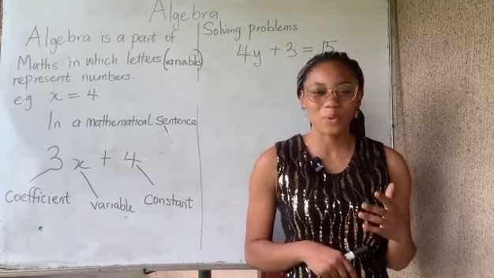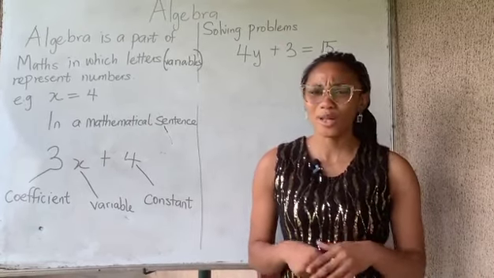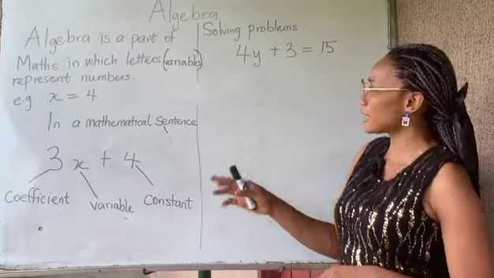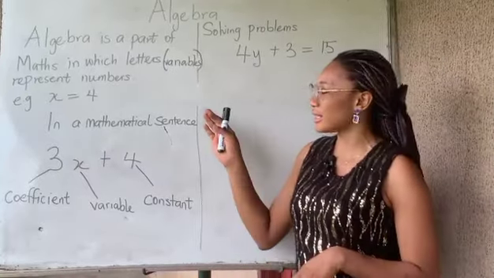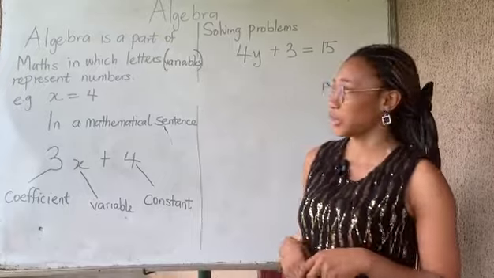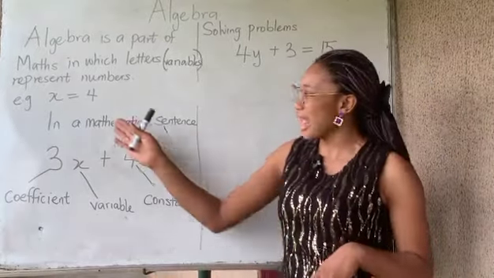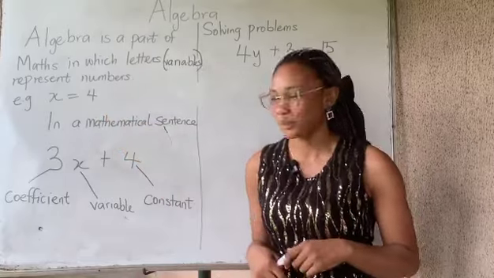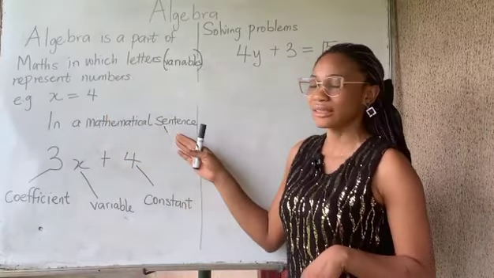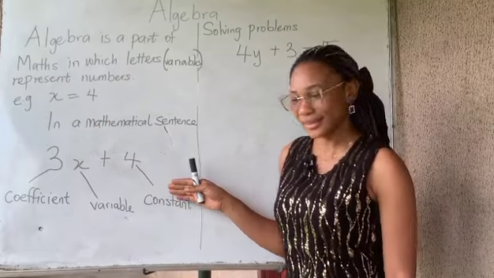On today's topic, we'll be looking at algebra. What's algebra? Algebra is a part of math in which letters, otherwise known as variables, represent numbers. For example, we can say x is equal to 4. Here, in a mathematical sentence, let's see how it is applied.